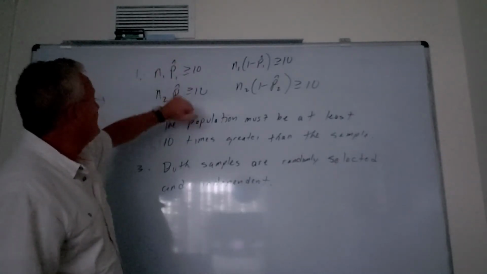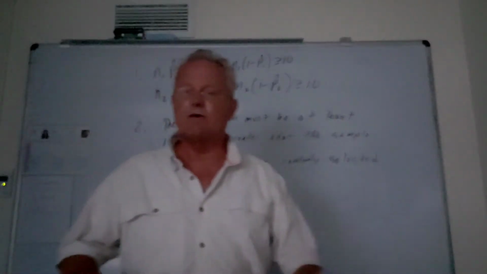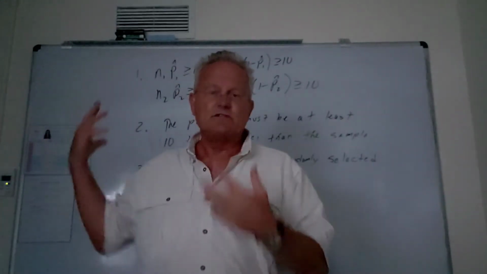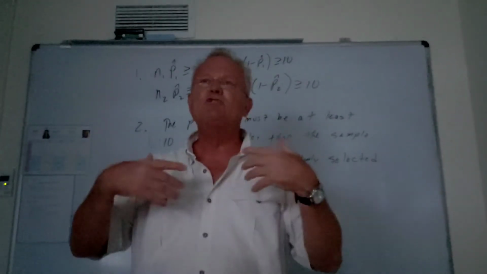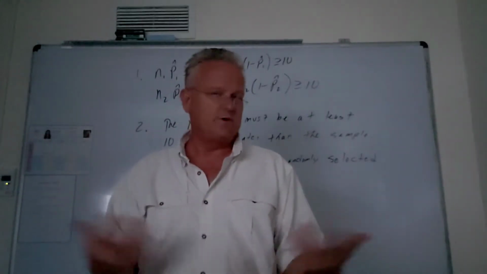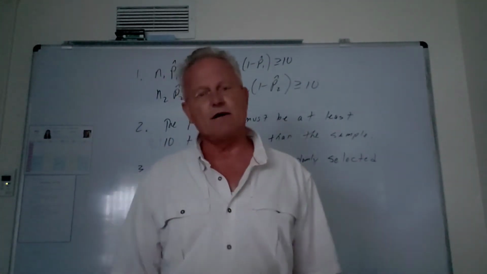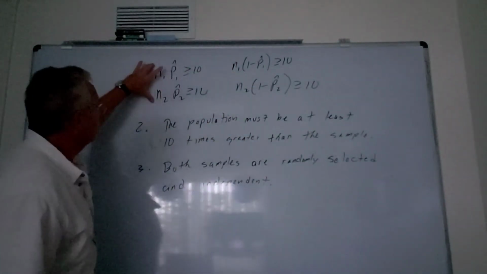If you get 9 or 8 or something, you have to get a different sample, because the results that StatCrunch will spit out aren't going to be valid. They aren't going to be reliable. So that's the first step.